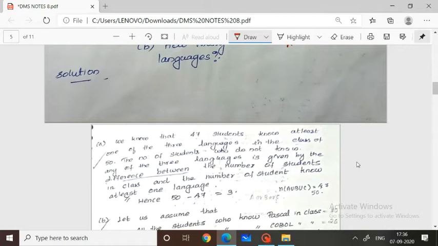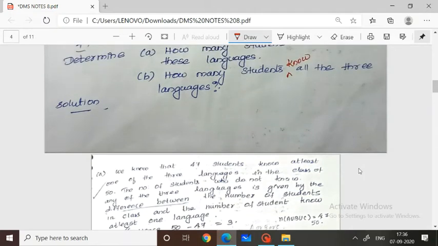Therefore, what is the condition here? It is easy, no more calculations are needed. The number of students who do not know any of these three languages is equal to the total, 50, minus 47, equal to 3.